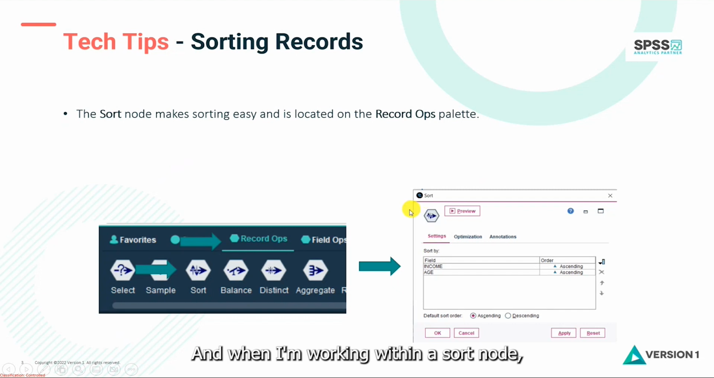And when I'm working within the sort node, I select the field that I'd like to sort by. I can sort by an individual field or multiple fields. And then I can determine the order that I would like to sort by. So here I'm sorting by ascending.